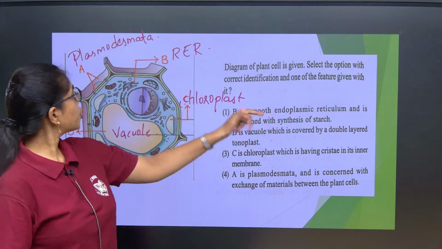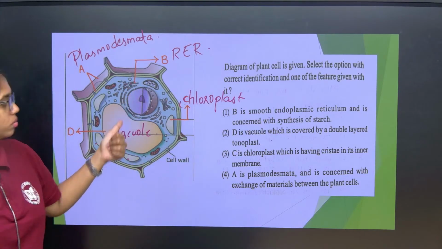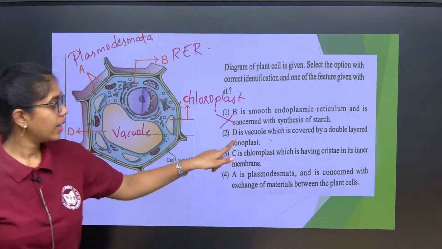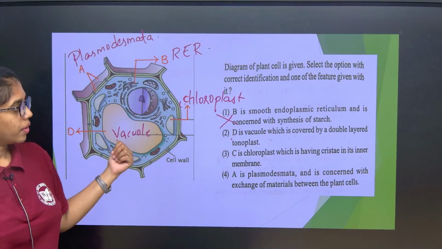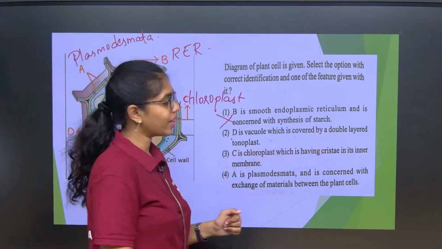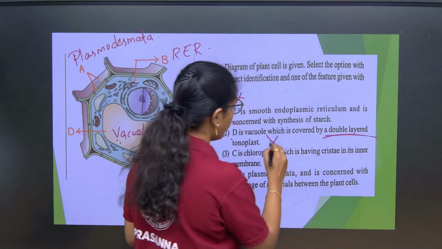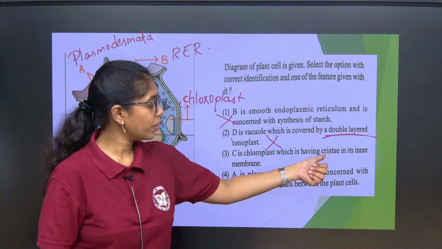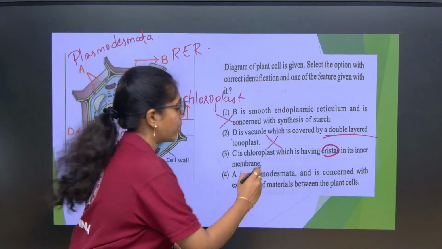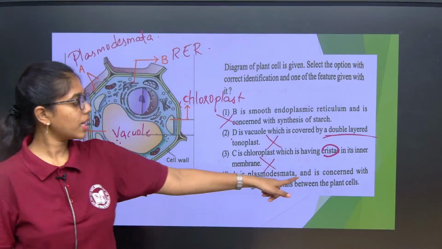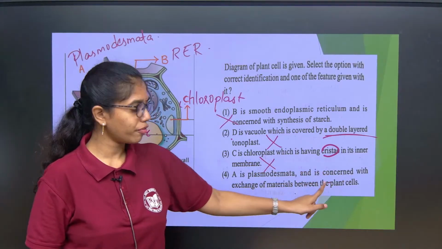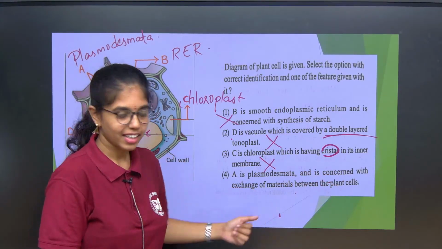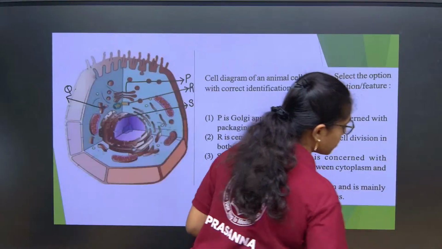B, is it smooth endoplasmic reticulum? No. So, you can cancel this statement. Next, D, it is not covered by double membrane. Good. It is covered by only single membrane. Next, C, because cristae you will find in where? Mitochondria. Good. Plasmodesmata is concerned with exchange of materials between plant cells. Done? Good. Next.